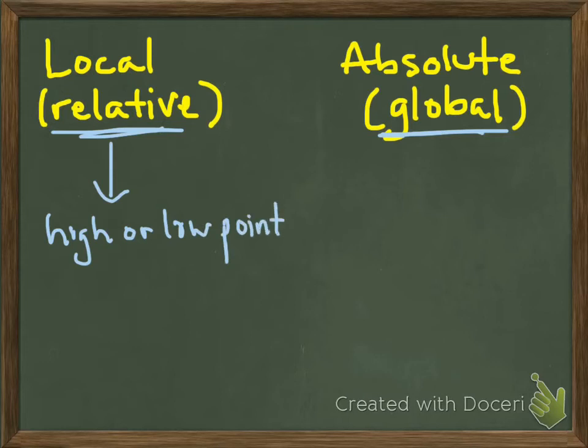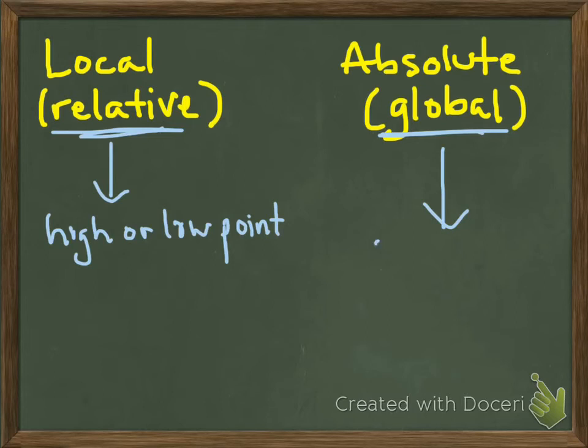If I'm talking about an absolute or a global max and min, it's also a high or a low point on the graph, but it's the highest and the lowest point. It's usually given to you on an interval. So it'll be something like, find the absolute max on the graph between 2 and 10. And that means between 2 and 10, find the highest point. So it's kind of the absolute max. The words kind of make sense why it's called absolute.